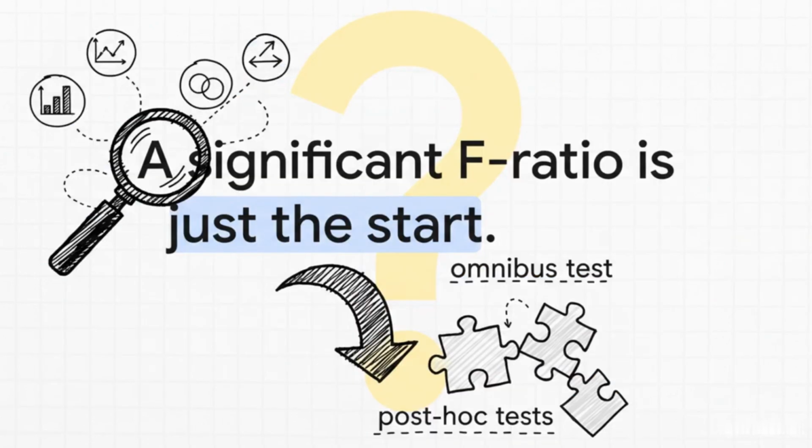And this really leads us to the big takeaway about ANOVA. Think of it like a smoke alarm. When it goes off, it tells you there's a fire somewhere in the house. But it doesn't tell you if it's in the kitchen or the bedroom. A significant F ratio tells you there's a real signal somewhere among your groups, but it doesn't tell you where. The next step is always to investigate which specific groups are different. ANOVA finds the smoke, other tests are needed to find the fire.